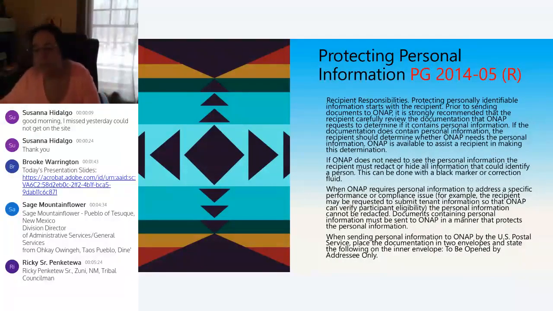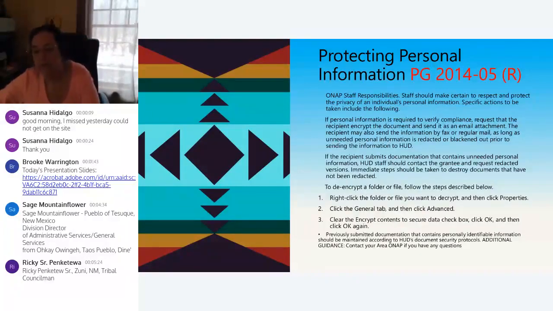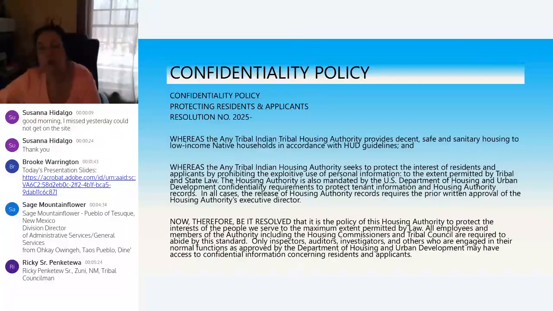Recipient responsibilities, that you have to protect that information and the procedure for sending it to ONAP. Right-click the folder or file you want to encrypt. They actually want you to encrypt this stuff if you are forced. Not very often are we forced to send it to HUD, but sometimes you are. Okay, so that's the guidance on that for your information.